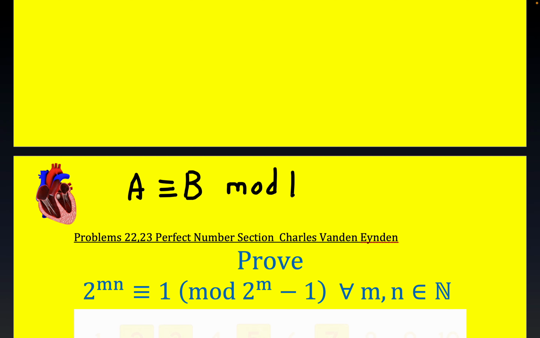Everything inside is an integer. This is equivalent, and I'll just use the arrow like this in a definition sense. A minus B, relating it back to equality, is some multiple of K. I'll write that as just MK. Now notice this could be rewritten by taking B to the other side: A would be equal to B plus some multiple of K. So that's what we mean by the triple bar congruence.